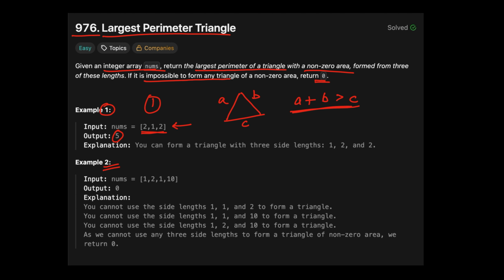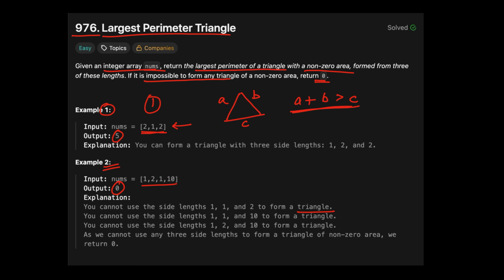But in example number 2, we have a total of 4 inputs in the array, which means we can build at least 2 triangles, which could be valid depending on the values. With these inputs, it is not possible to build a valid triangle. Hence, the output is 0.